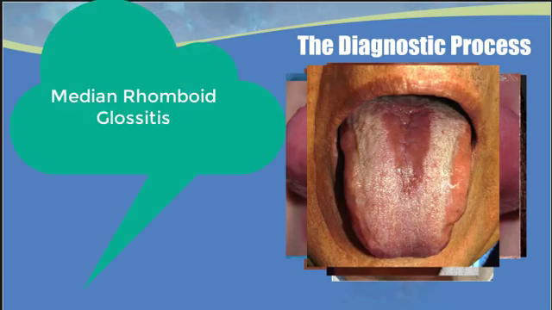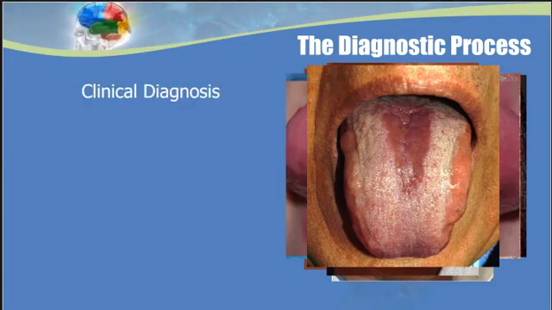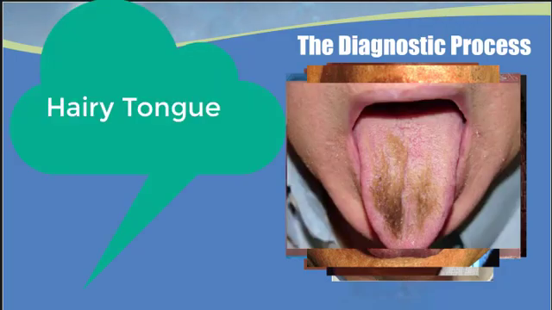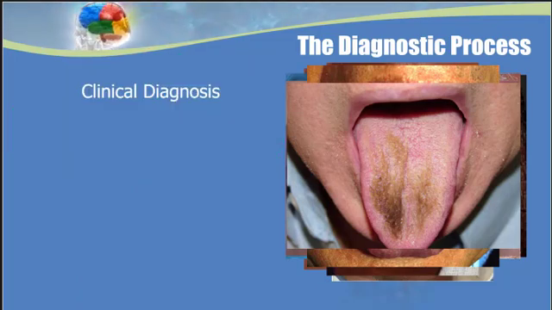Median rhomboid glossitis, again, we have a loss of the filiform papillae, and this is associated with fungal infection. How can we forget about hairy tongue? Hairy tongue is an excess buildup of plaque and stain and filiform papilla because they're not shedding appropriately, usually as a result of poor oral hygiene.